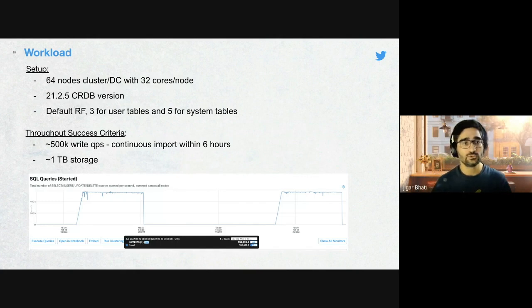We had a 64 node cluster per data center in this case, with 32 cores assigned per node, and we were using CRDB version 21.2.5. We were using the default replication factor, which is 3 for user tables and 5 for system tables. In terms of success criteria, we had a throughput criterion here, which was the most important, where we wanted to achieve a continuous import within 6 hours, which roughly translated to 500K write QPS for this use case. And we are talking about approximately 1 TB storage footprint. So this is more write heavy and storage heavy compared to the previous use case that we talked about.